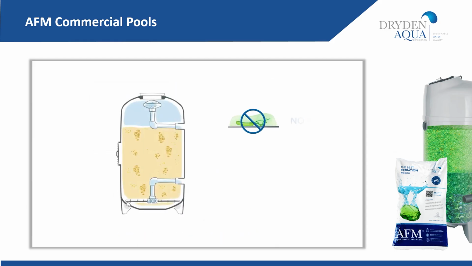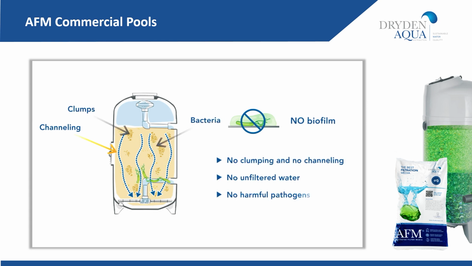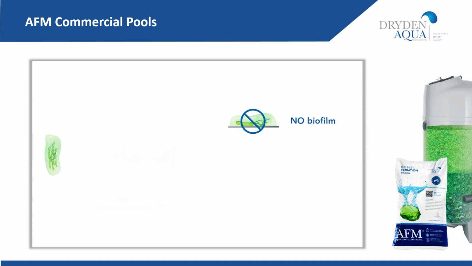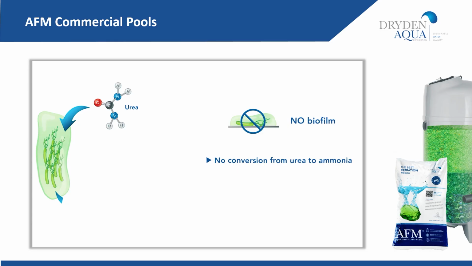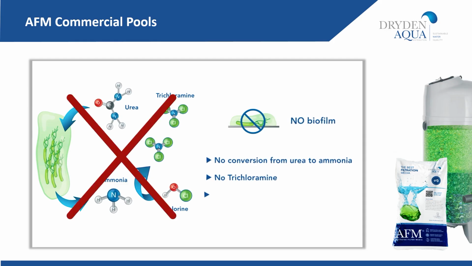This advanced technology keeps your pool safer by preventing channeling, unfiltered water, and harmful pathogens from entering the pool. By inhibiting biofilm growth, AFM also prevents the biological conversion of urea into ammonia, which is responsible for forming harmful trichloramines, the root cause of eye, skin, and lung irritation. This results in healthier air conditions for all pool users and staff.